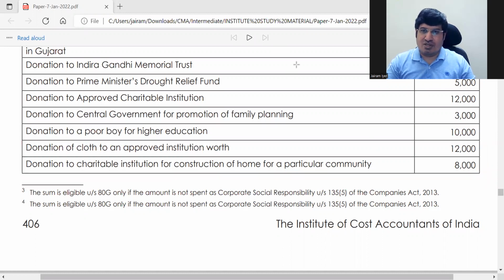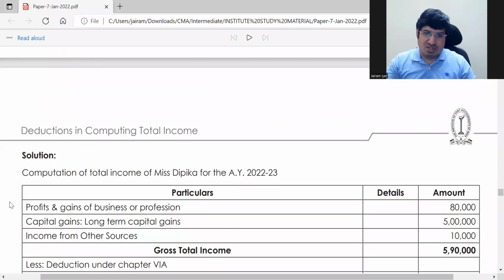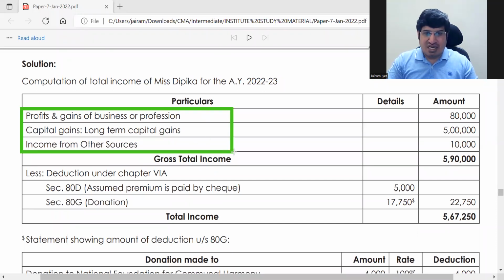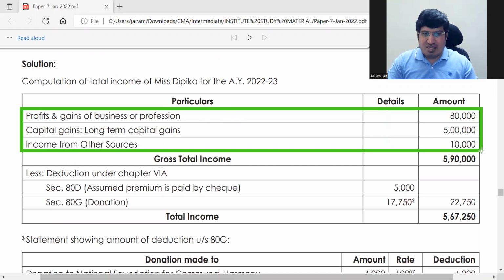So then next, these two are some notes. Okay, so we'll see the solution here. What will we do in the solution? First thing is these three incomes are given, correct? Let's put them down, and you will get the gross total income.